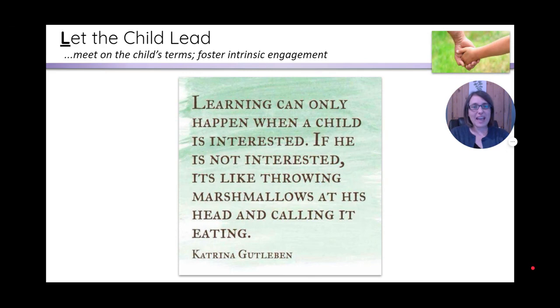Learning can only happen when a child is interested, and I think that in addition to being interested, they must feel safe in that environment and in that interaction. If he's not interested, it's like throwing marshmallows at his head and calling it eating. There's a lot of humor in that, which I think does a nice job of getting the point across. Ultimately we just need to recognize that our idea of what is interesting and a child's idea of what is interesting may not be the same. And we have to sometimes surrender our own agenda and meet them where they are in order to bring them to a place where we can access their availability for learning and communicating.